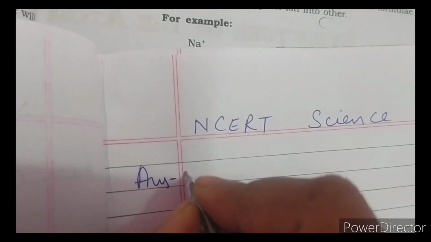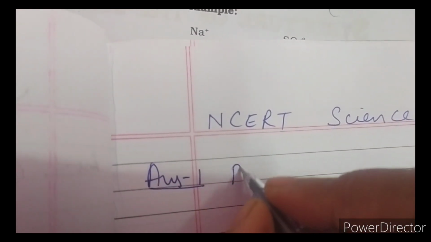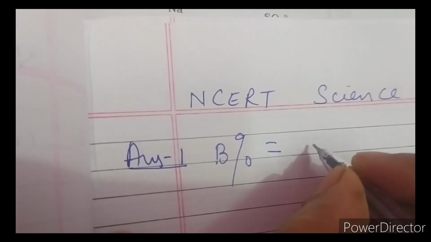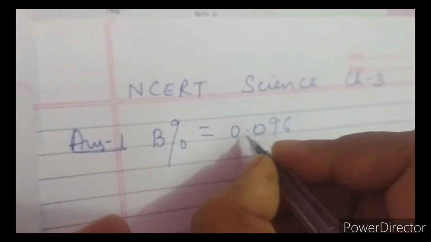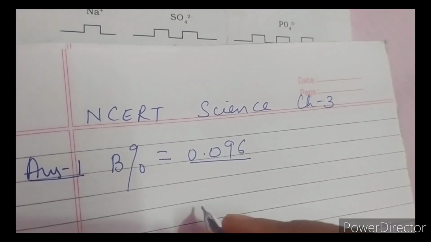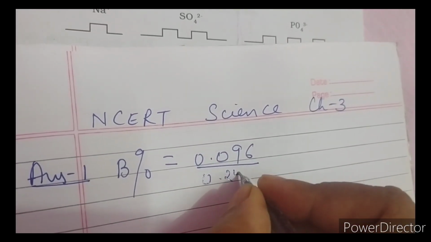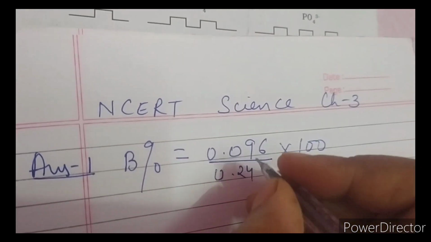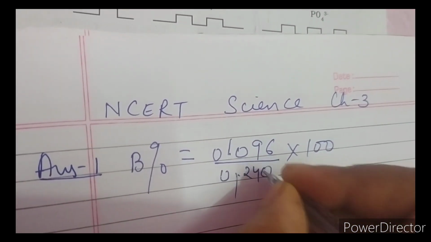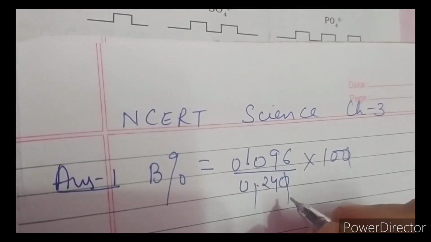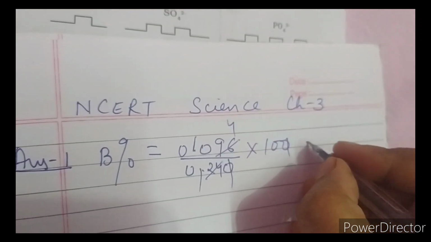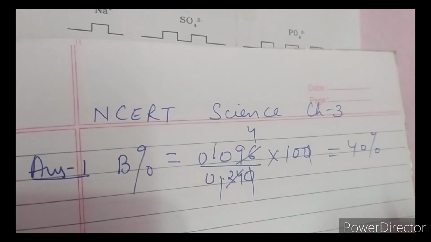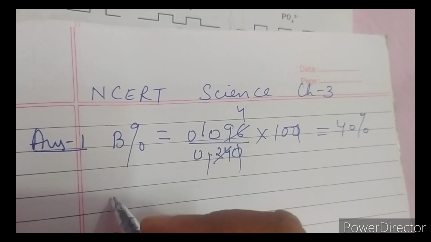So what we will do, we will just find the percentage composition by the formula. Like in maths you find it out. The percentage of boron is equal to the weight of boron, that has been given as 0.096, upon the total weight of the compound, that has been given as 0.24 gram, into 100. Now we'll remove the decimal, increase here 0, cancel out this, and you will get here 24 fours, so that will be equal to 40%. So boron percentage will come out to be 40%.